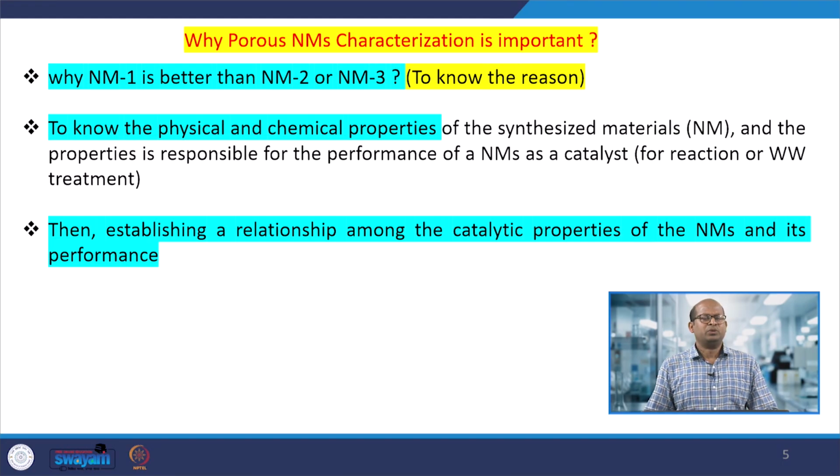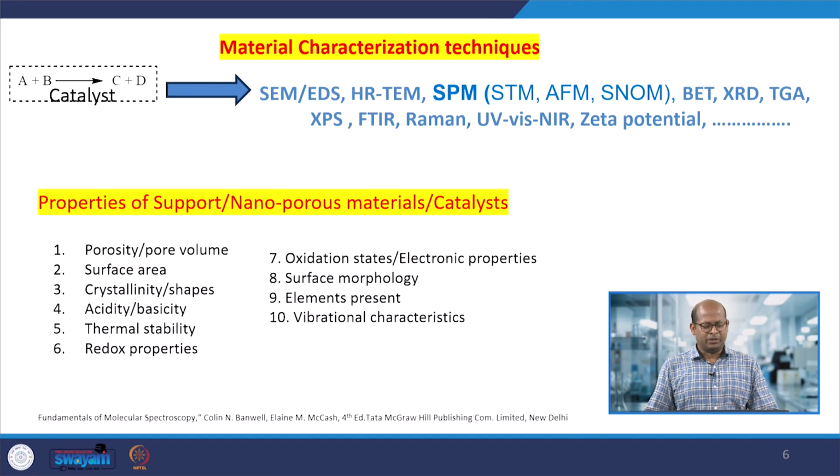Suppose we prepare two or three different types of materials with the same component compositions, but the performances are different. This analysis will help us know their physical and chemical properties, and we can establish a correlation between the material property and its performance.